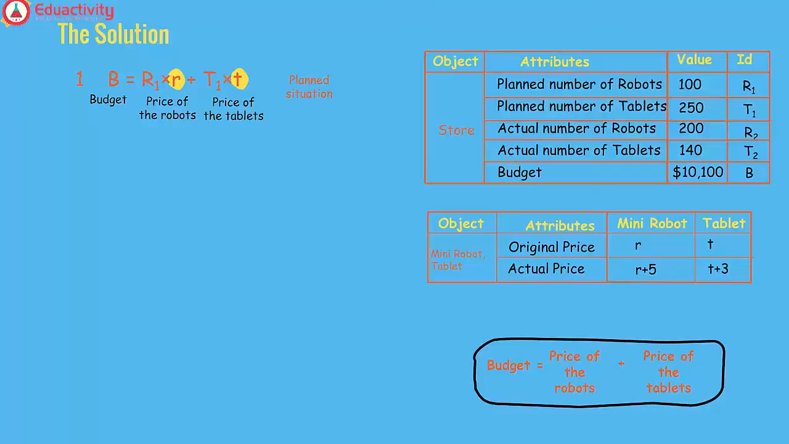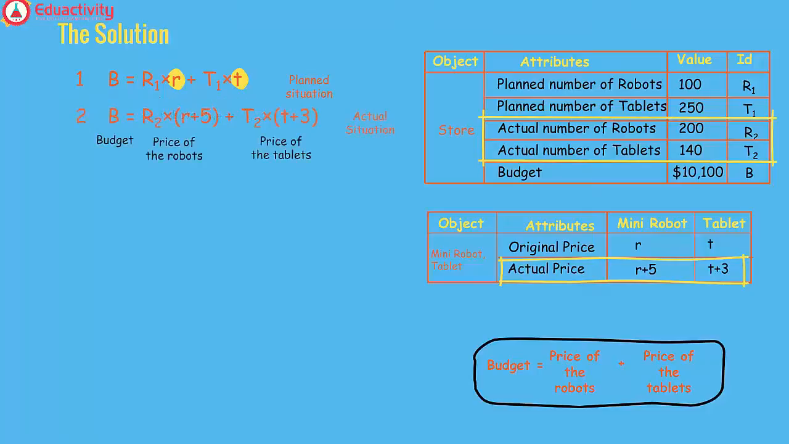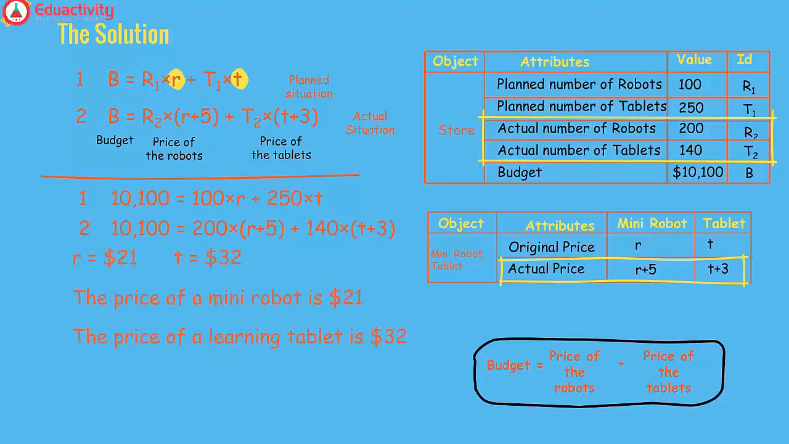To develop the second equation, we use the actual numbers and prices of the mini robots and learning tablets, and the same budget again. Now we have two equations and two unknowns. We can solve these equations simply by substituting in the given values from the table and then solve to find the values of the unknowns.